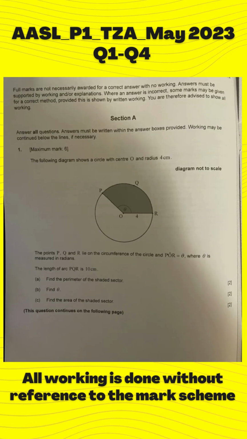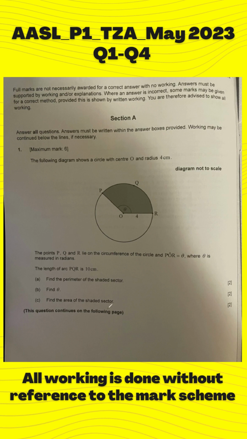Okay, number one, we'll go with circle. A, they ask for the perimeter of the shaded sector. So the perimeter is the cover outside the one. So this is 4, this is 4, and this is given 10. So the perimeter is 18.